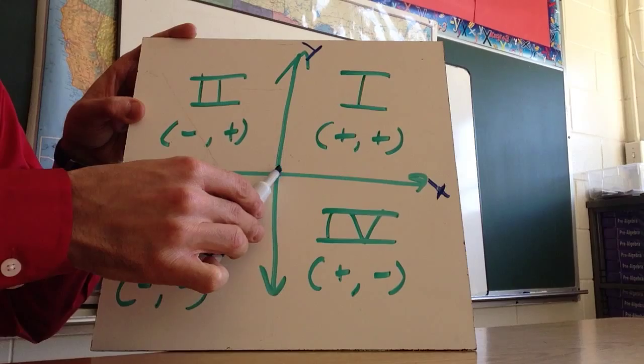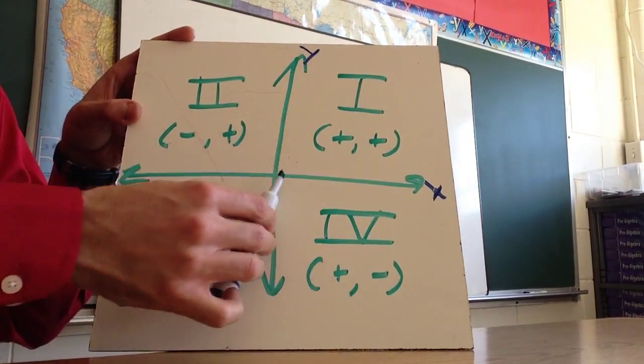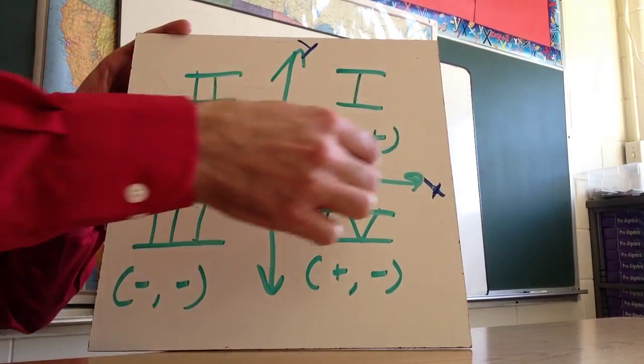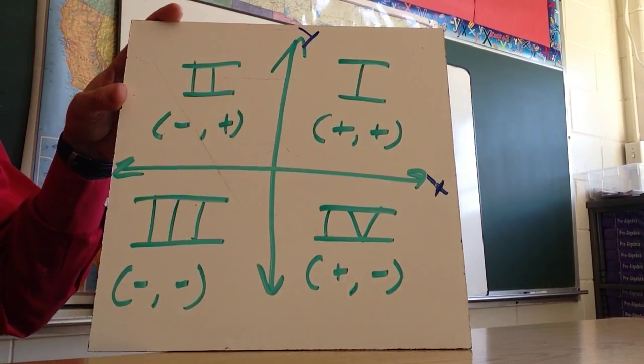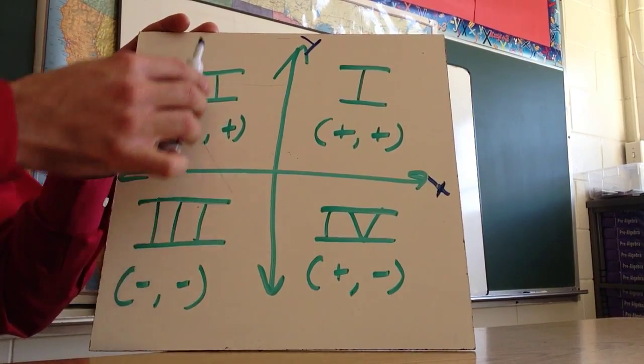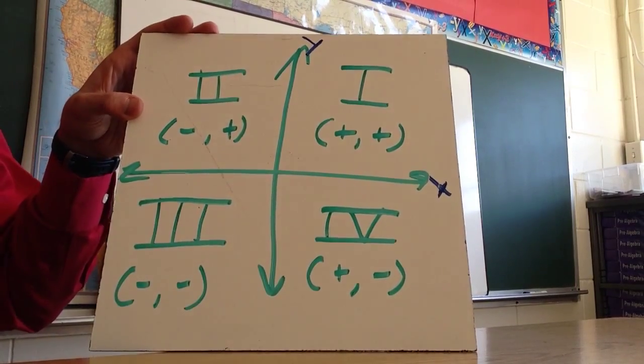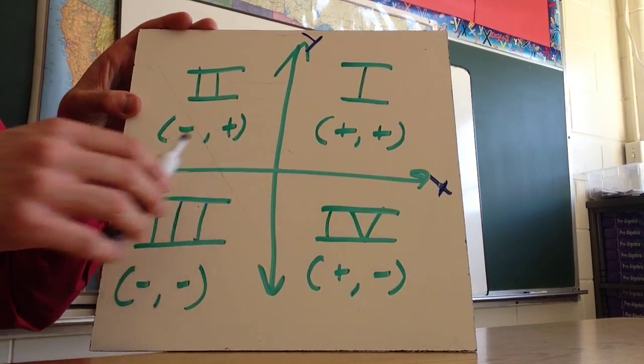Just remember x is the number line, so as x is positive and y is positive, points will end up in quadrant 1. Quadrant 2 is when x is negative, so to the left, but y is positive, so up. So left and up would be quadrant 2. That's negative x, positive y.